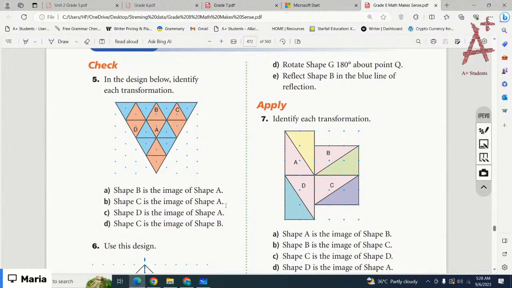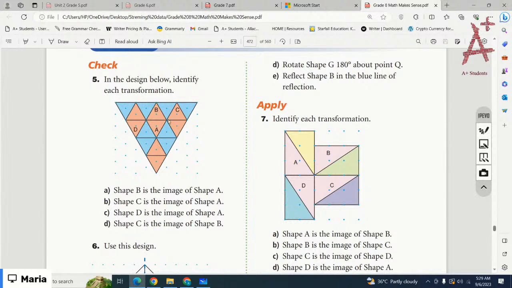Shape C is the image of shape A. Okay, here you have A and here you have C. That means C is the rotation of A, right? Then shape D is the image of shape A. Here is shape D, here is A. That means A is translated to D.